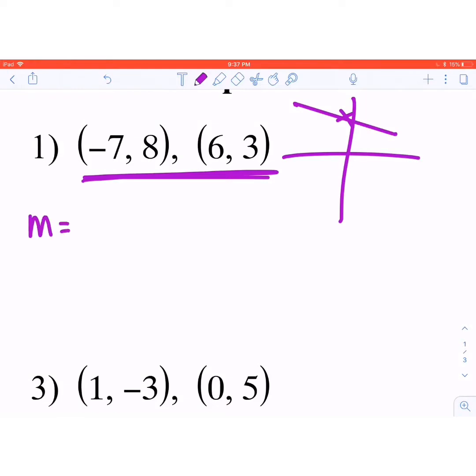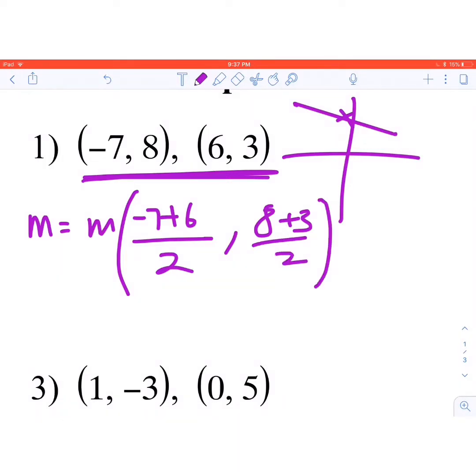So midpoint is going to be, so this right here, it's just a notation, not a multiplication or anything. The m and the parentheses is just implying that it's a midpoint. So you add the two x values and divide by 2, and add the two y values and divide by 2. So the midpoint would be -7 plus 6 is -1, so we add -1/2, and 8 plus 3 is 11, so 11 divided by 2, that's where your midpoint would be.